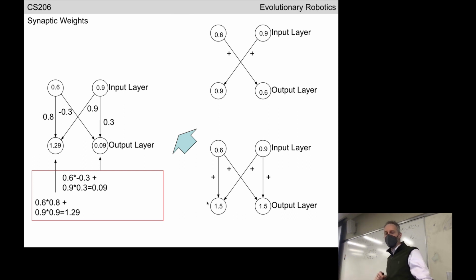And then every time we're calculating the value at a postsynaptic neuron, we take that neuron, we look at all of the incoming synapses, we take for each synapse the value of its presynaptic neuron, we multiply it by the weight of that synapse, add it to the value of this postsynaptic neuron, go to the next incoming synapse for this particular neuron, multiply that synapse's presynaptic neuron's value by that synapse's weight, and add it to this growing sum at the postsynaptic neuron. So how did we get 1.29 here? 0.6 times 0.8 plus 0.9 times 0.9. So far, so good? Okay.